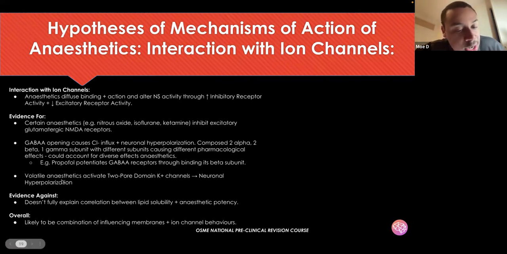And you've also got volatile anesthetics that cause neuronal hyperpolarization through activating 2-pore domain potassium channels, which adds to the interaction with ion channel theory. However, the evidence against is that it doesn't fully explain the correlation that we saw in the previous slide between lipid solubility and anesthetic potency.